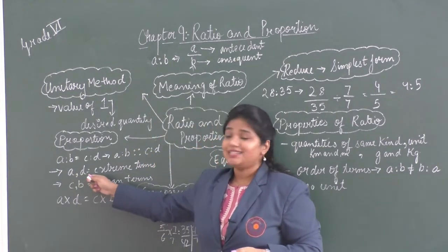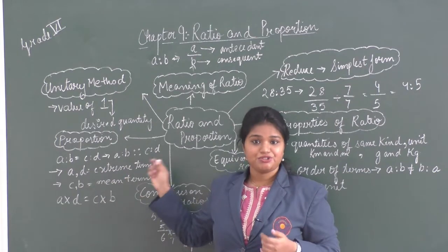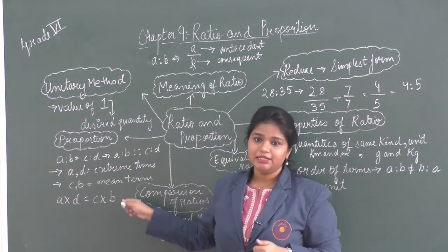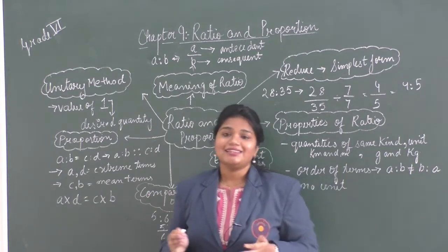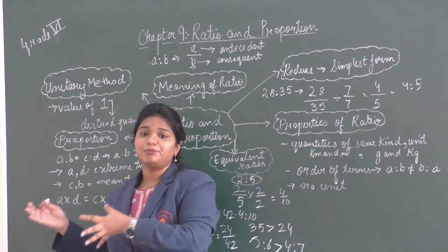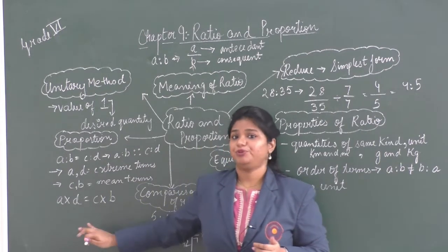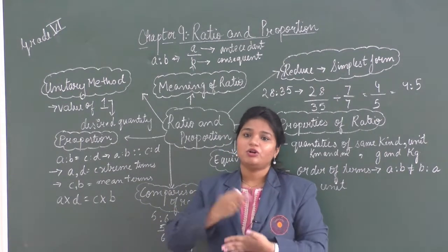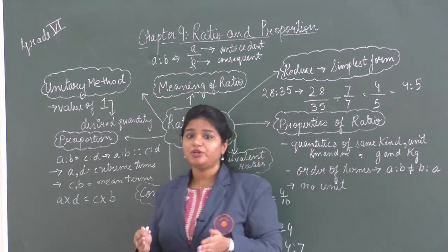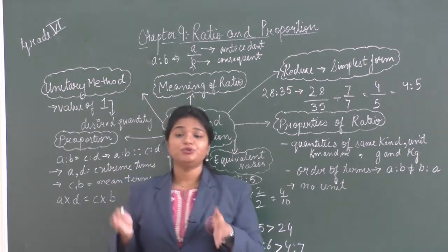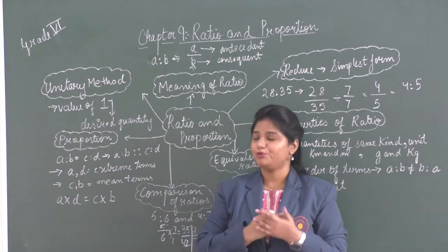The first and the last term is known as the extreme terms. The second and the third term are known as the mean terms. Now we say that a ratio is in a proportion when product of your extremes is equal to the product of your means, or we can also say that when the product of your extremes is equal to the product of your means, the two ratios are always in proportion.